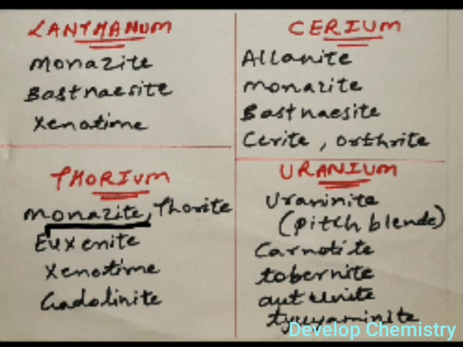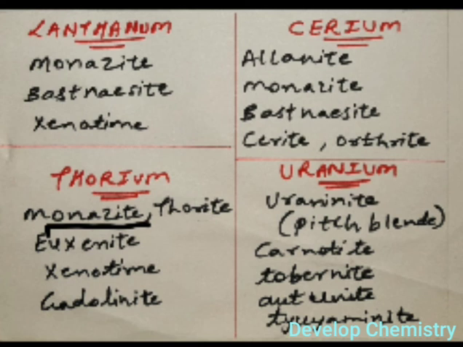And the mineral ores from which this uranium can be extracted: one of the important ones already specified, uraninite. In addition, there are different minerals also possible: carnotite, torbernite, autunite, and tyuyamunite. So that's about the concept of abundance of these four elements in particular.